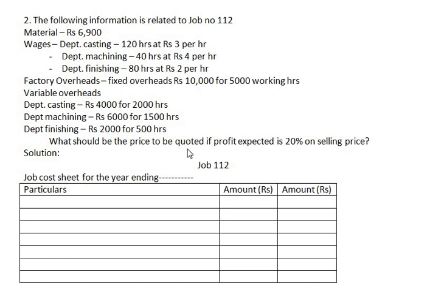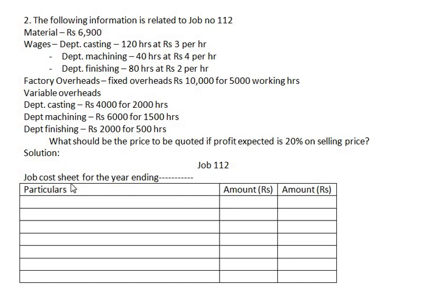What should be the price to be quoted if profit expected is 20% on selling price? So this is a 5 mark problem. Here, like wages, they have three departments, and factory overheads: fixed overheads is different and variable overheads is different.